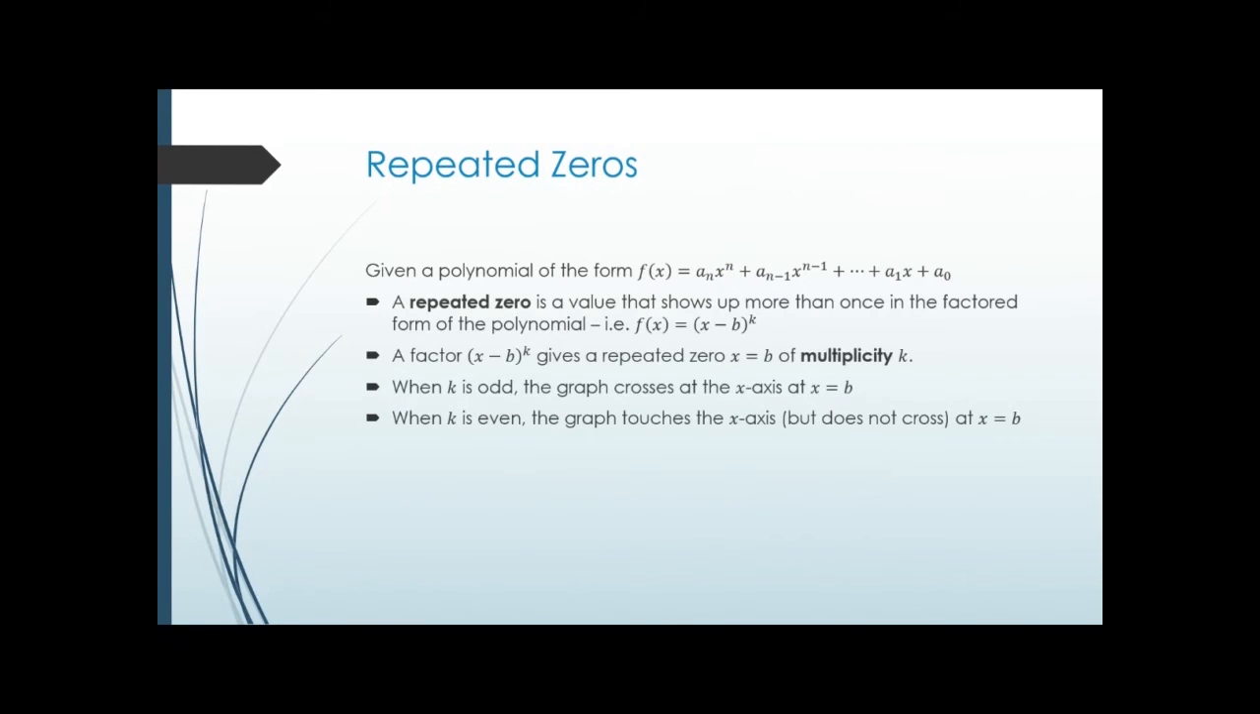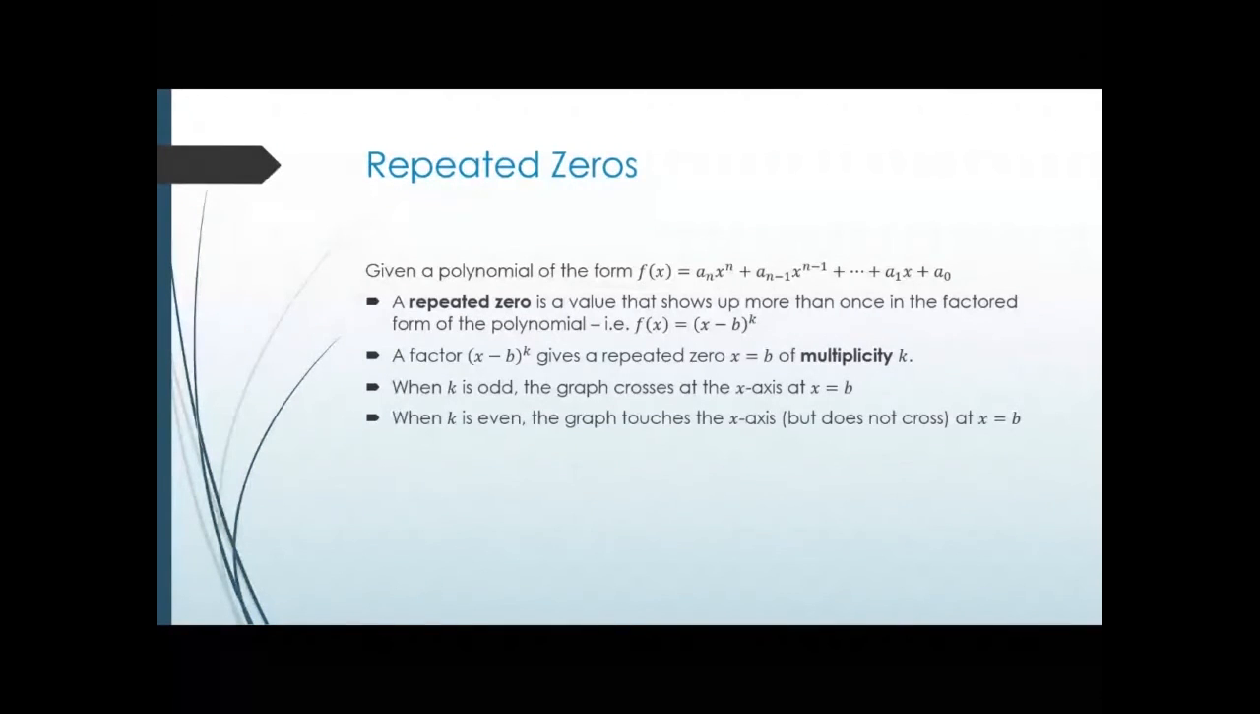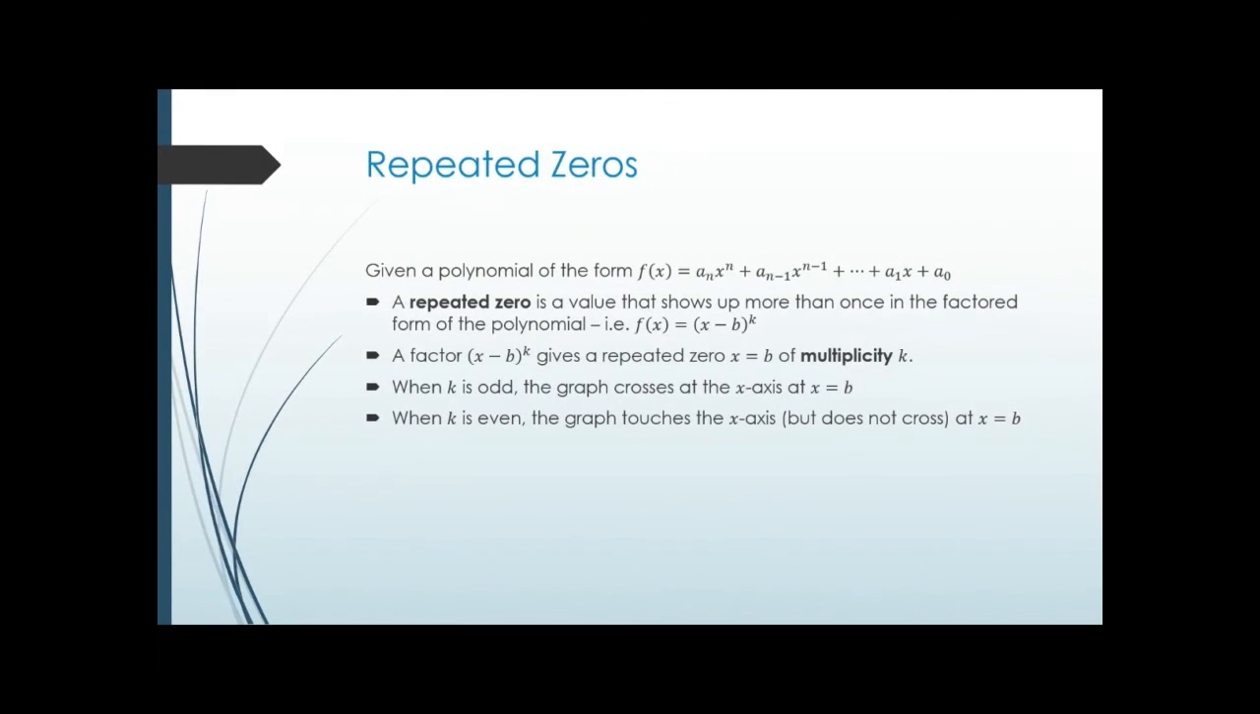So, repeated zeros. It's possible that you have a number that shows up more than once. You might be factoring and you have a factor that shows up more than once. We call that a repeated zero. If you factor, like we did with some quadratics, and you get x minus 2 squared or something like that, with an exponent on it, that means it's a repeated zero, that it shows up more than once when you factor. It's the same thing as x minus 2 times x minus 2.